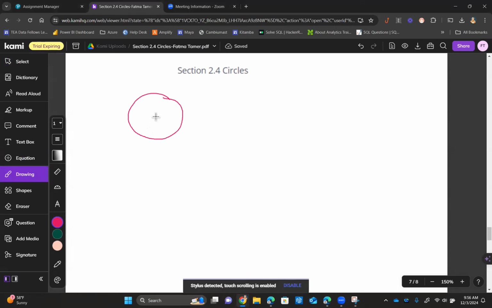A circle has a very important point inside it that we call the center. This is very important information for a circle equation. And then from the center to any of its endpoints, this length is called the radius.